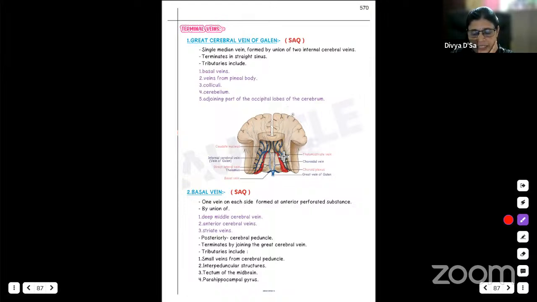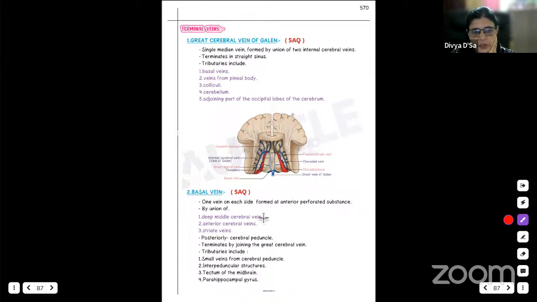Now, where is this straight sinus? At the junction of the falx cerebri with the tentorium cerebelli. In that fold, we see the straight sinus, right? So it drains into the straight sinus. And what are the other tributaries which will join the great cerebral vein of Galen? Basal veins, veins from the pineal body, from the colliculi, the cerebellum, and adjoining part of the occipital lobes of the cerebrum. So they all drain into this great cerebral vein.